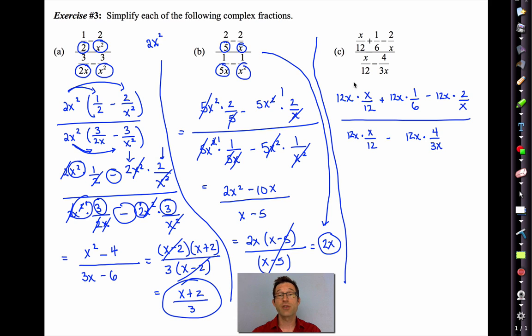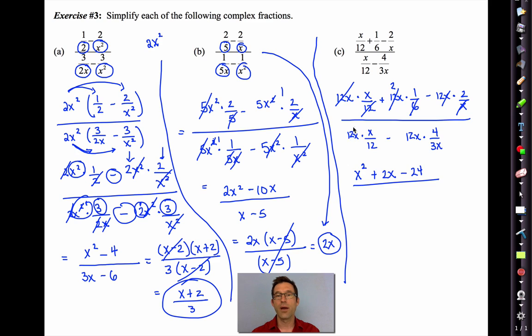In this first fraction, we get 12 canceling 12, and that leaves us with x times x, which is x squared. Be careful, don't make that into a 2x. Then in the second one, we've got a 12 canceling a 6, leaving us with a 2, and times x gives me 2x. In this last one, we have an x and an x canceling, leaving me with 2 times 12, which is 24. All small fractions are gone.